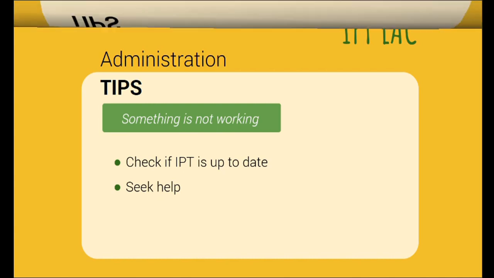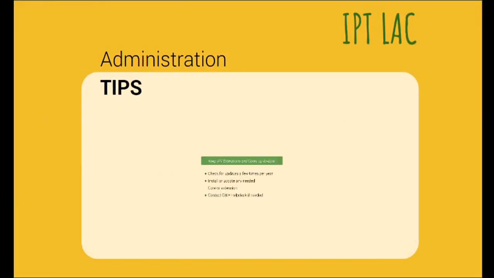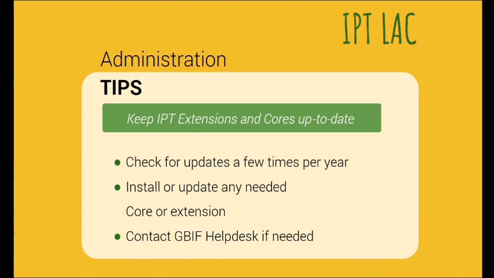Related to the previous tip, our next tip is to keep the IPT extensions and cores up to date. Checking for updates a few times throughout the year is recommended to keep the IPT up to date. Administrators have the ability to add, update, and remove core types and extensions within the IPT. If errors are encountered during installation or update, contact the GBIF Help Desk.